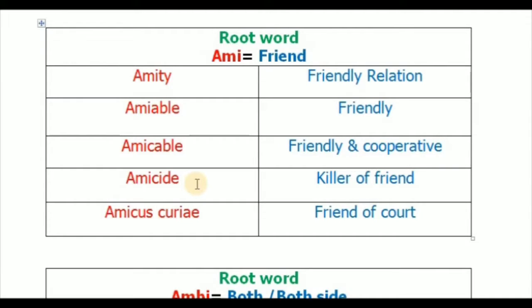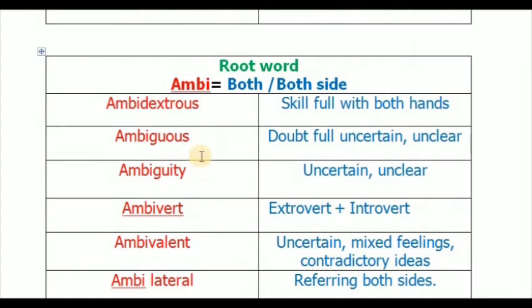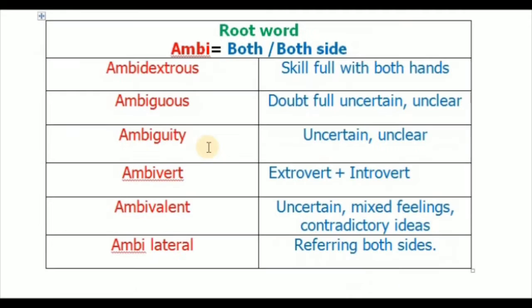Next word, amicus curiae. Amicus curiae means friend of court. Example for amicus curiae: Parliament is amicus curiae of the Indian Supreme Court. Coming to the next root word, ambi. Ambi means both or both sides.